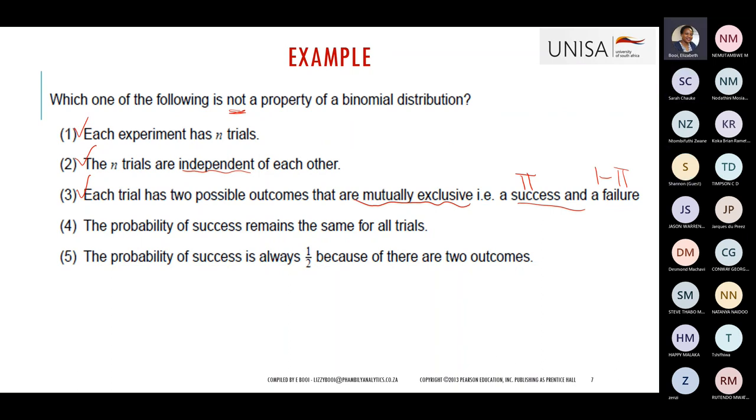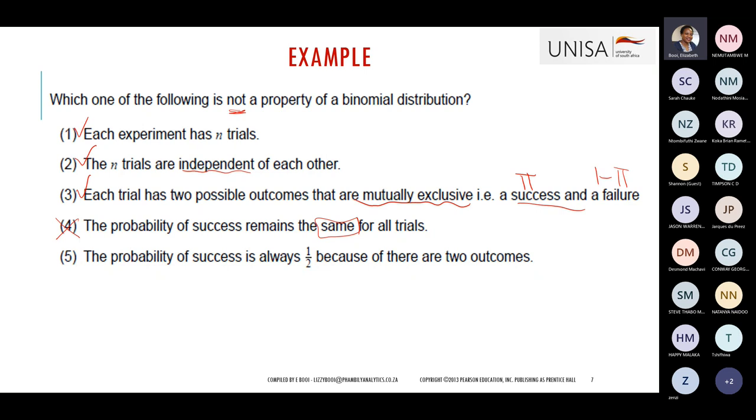No, that is not true. For example, if I have a die, the probability of success will be different because a die has six sides. The probability of getting a one is 1/6, and the probability of getting a two is 1/6, because there is only one side with a two. When I toss a coin, the probability of getting a tail is 1/2. So 1/2 is different to 1/6, which is 0.17. So they are different for each trial, and the statement that the probability of success remains the same for all trials is incorrect.